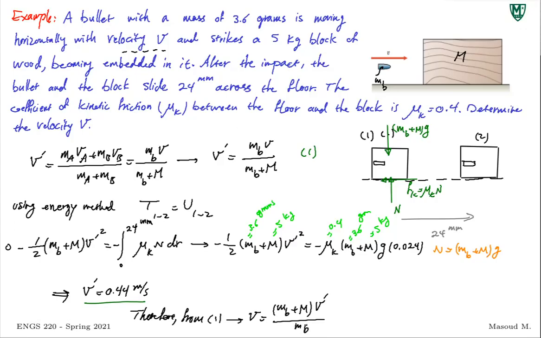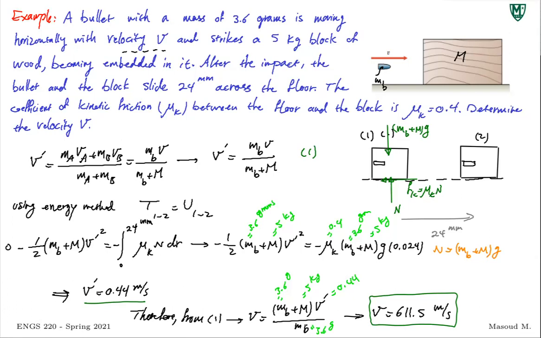All of these values you know. Right? This is 3.6 gram. This is 5 kilogram. Remember to convert that to gram. And v prime now you know is 0.44. From there you can find the velocity v. That'll become 611.5 meter per second. So that's how fast the bullet was going before it hits the block of wood.